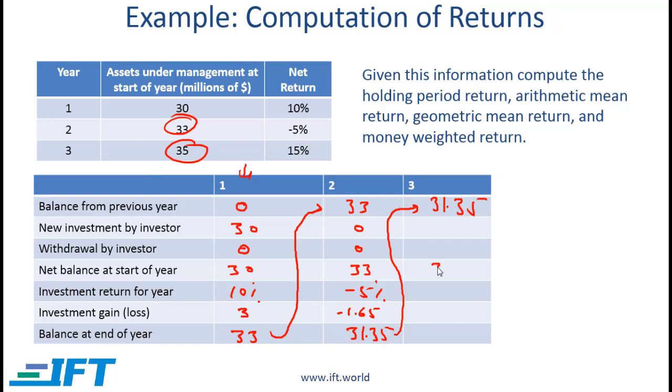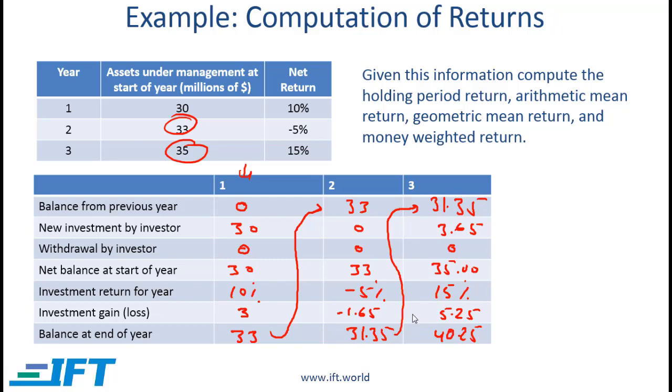This means that there must be a new investment. So how much money goes in? So 3.65. So there is no withdrawal. The net investment is 3.65. What's the investment return? It is 15%. And in dollar terms, how much did we gain? 5.25. And how much do we have at the end of the year? 40.25. So this is a very straightforward calculation.